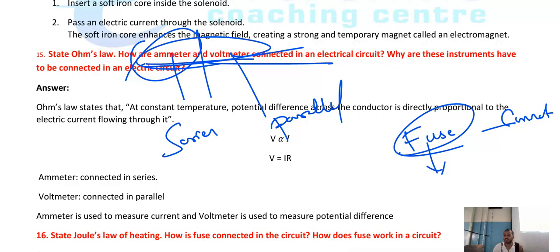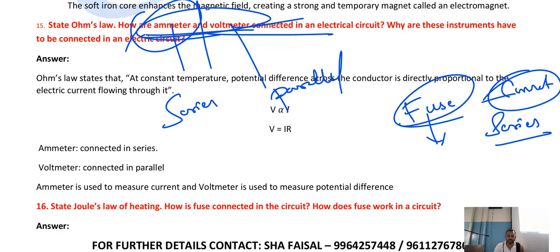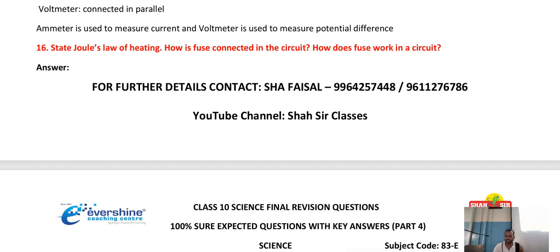Understood? So a fuse is a protective safety device. What is a fuse? A fuse is a safety protective device. It protects the appliances. How do you connect it? We connect it in series. Always a fuse is connected in series in a circuit. Any doubts? Any doubts? Yeah. So based upon this topic, you can expect this number of questions. Next question.